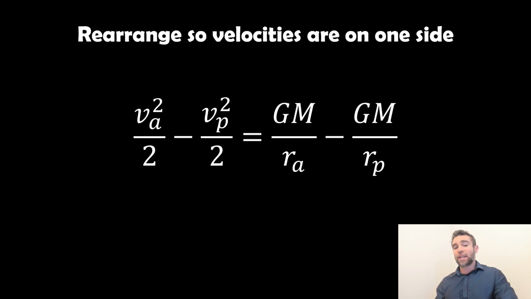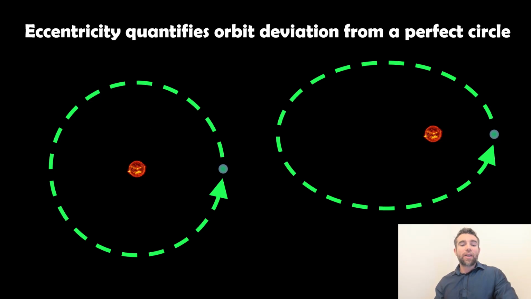So what we can do with this here is we can rearrange so that we have the velocities on the left hand side, and then we've got the distances and the masses on the other side. So we've rearranged that to get it in this sort of form here. Then what we need to define again now is the eccentricity.